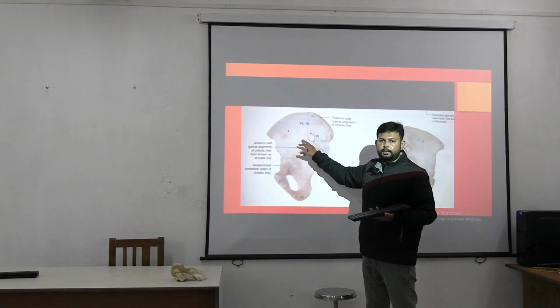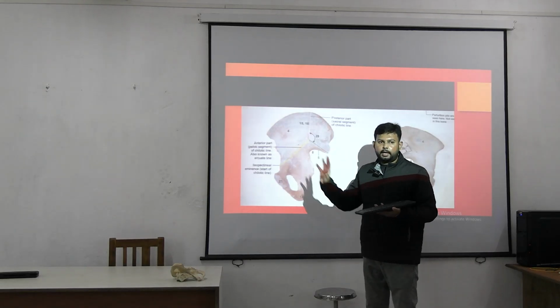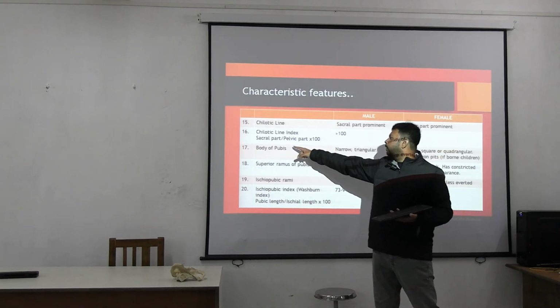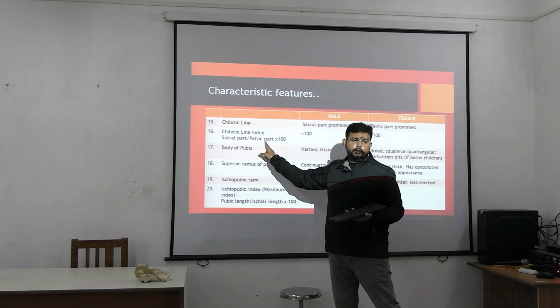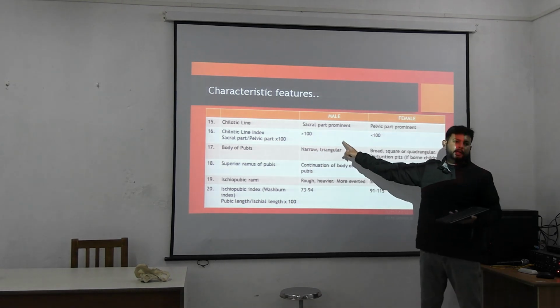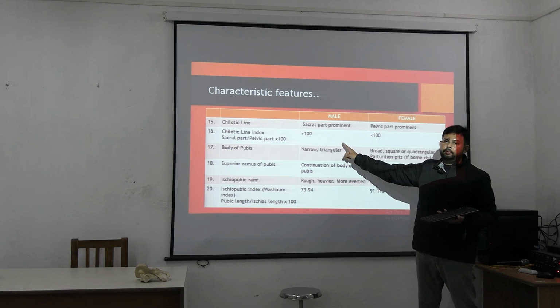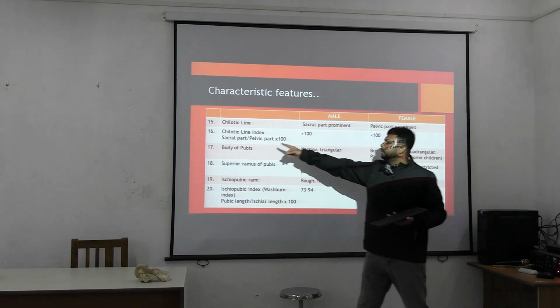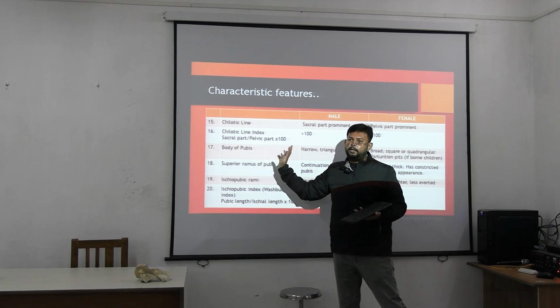So this is clear, you understand which is sacral, pelvic and the kylotic line. Now how do we form the index? We measure the sacral part by pelvic part into 100 and we get a value. So this you have to remember. How do we find it? Sacral part by pelvic part into 100.